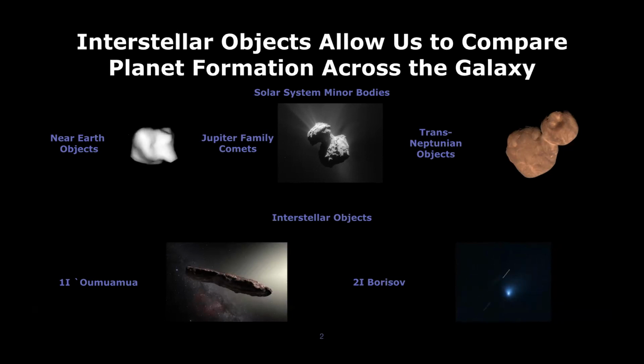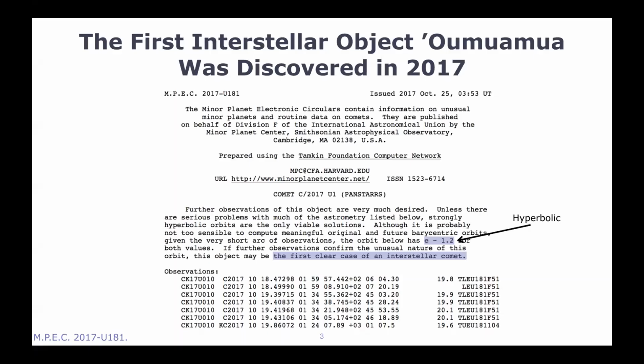This was a really exciting time to be a graduate student and be able to devote all my time to this new exciting field of research. And I think in the next couple of years, interstellar objects are really going to allow us to compare planet formation across the galaxy. So the story kind of starts in 2017.